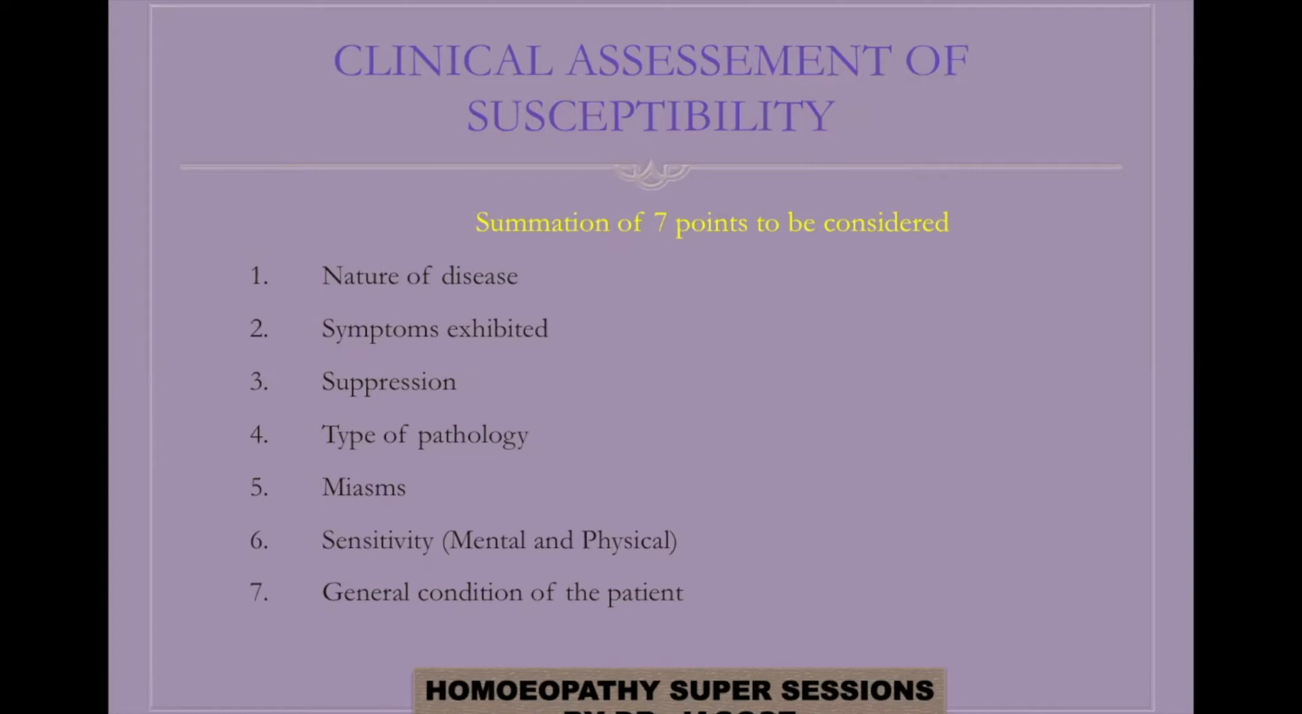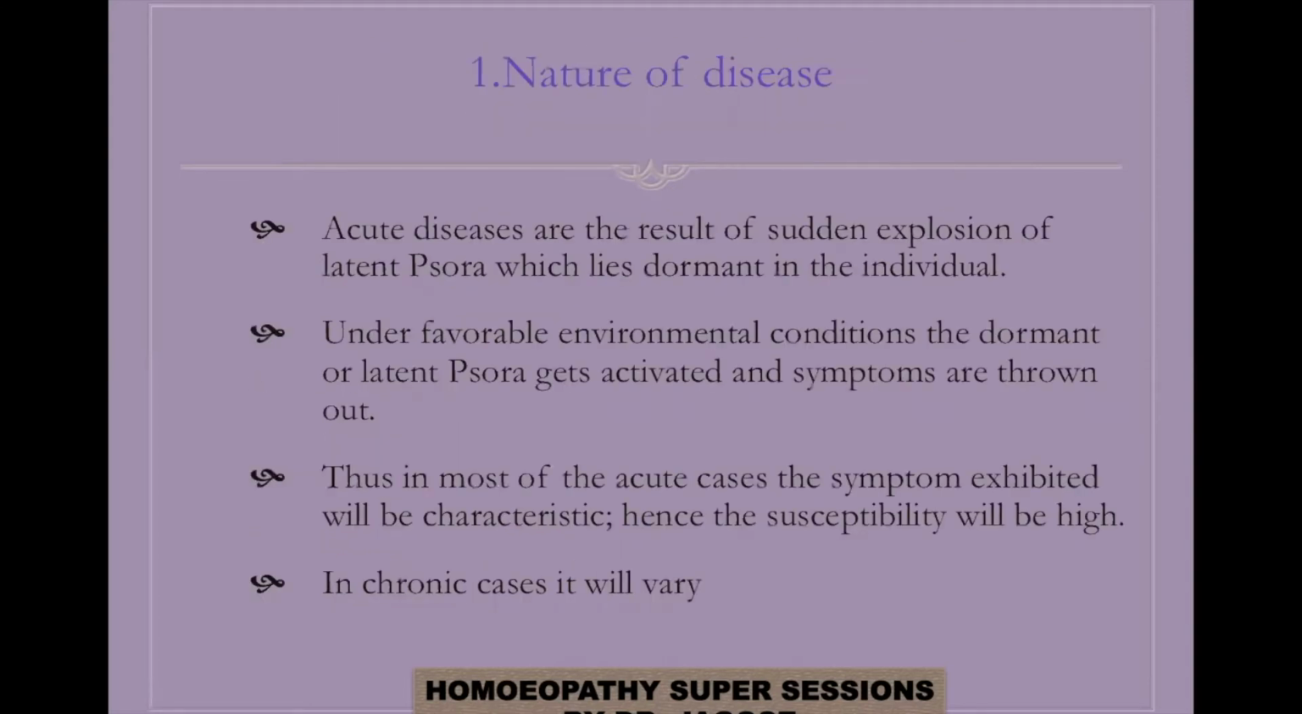So we have to work out the case on all these 7 points, and after working out all the 7 points, we have to come to a conclusion whether the susceptibility is high or whether it is low. Therefore, I've written the word summation of all the 7 points to be considered. You cannot judge the susceptibility on any one of these points, but you have to work out all these points and then see as a whole, right from point 1 to point 7, whether the susceptibility is high or whether it is low. So now let us see something about each point.